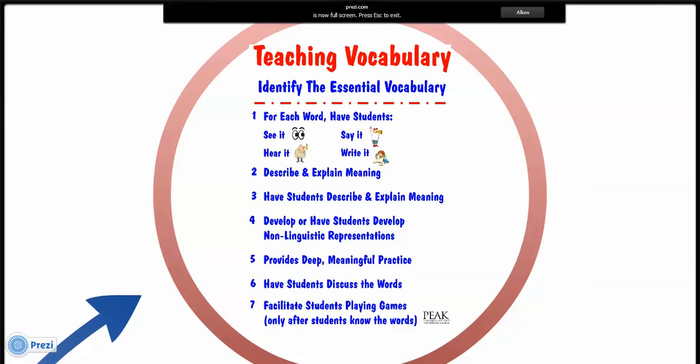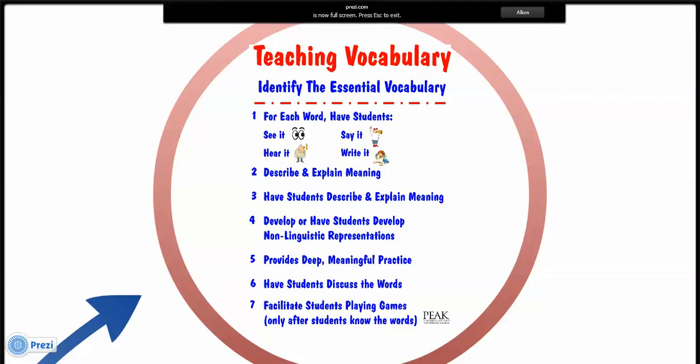So teaching vocabulary. Okay, so we need to identify the essential vocabulary for each word, have students see it, say it, hear it, write it. For me, this is how I've actually, my order is more see it, write it, say it, and then hear it. People learn differently, and that needs to be taken into consideration.